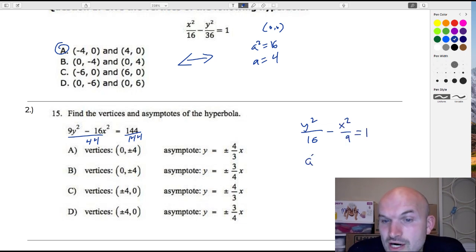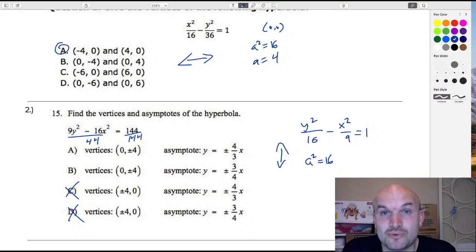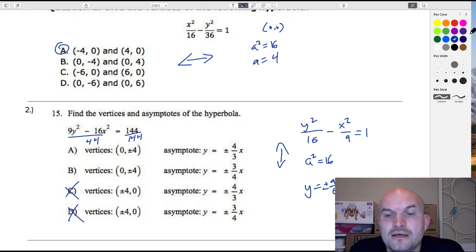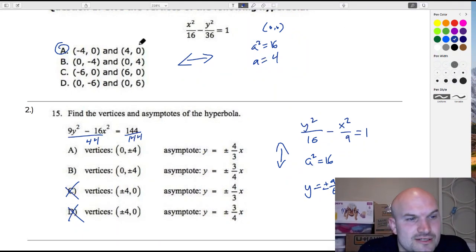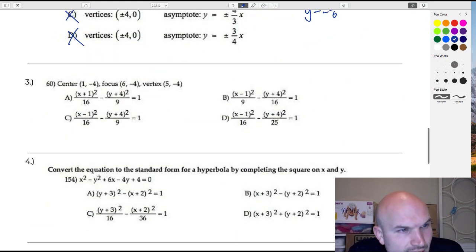Okay, so now our a squared is equal to 16, which is under the y. So now I'm going to be going up and down from my center 0, 0. So therefore, it's not going to be this one, not going to be that one. Now we just got to remember what is the equation for the asymptote when it has a vertical. And that's going to be y equals plus or minus a over b. So since a is going to be 4, I know that needs to be in the numerator, so then my answer is A.